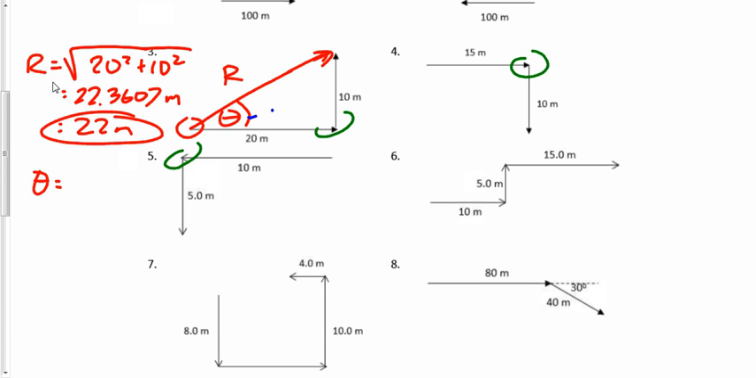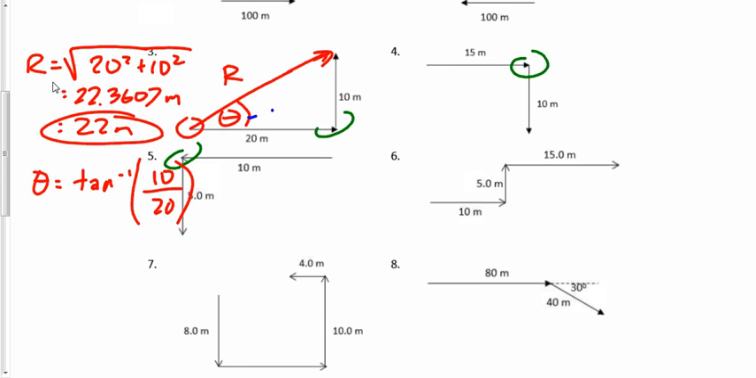If you don't know what I'm talking about, that's okay. How many people have learned opposite over adjacent? Good, I like that way better, because it's not always y over x, it depends on where your angle is. It's always opposite over adjacent. This is the inverse tan, second function tan, of opposite, which is 10, over adjacent, which is 20.